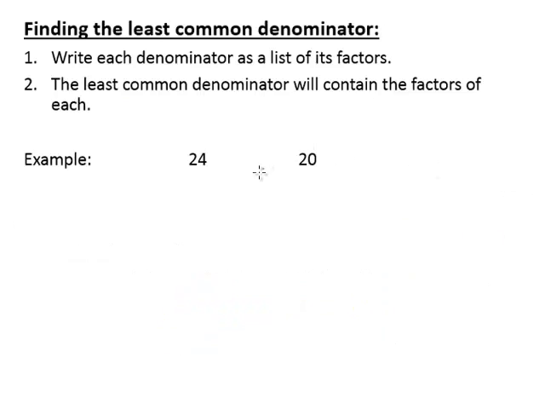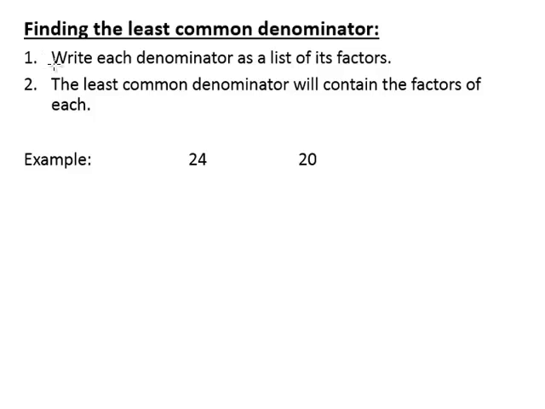Now, there's going to be problems that we do like that where we're adding where we have a common denominator, but we're also today in this assignment going to work on just finding the least common denominator, not actually adding the fractions with them. So the steps for that is write each denominator as a list of its factors, and then the least common denominator will contain the factors of each.